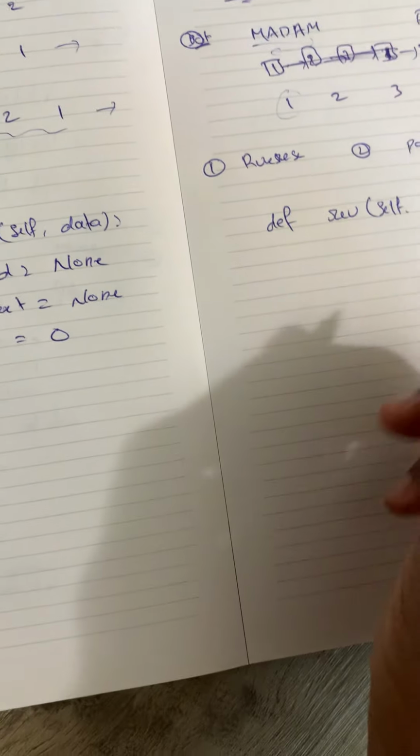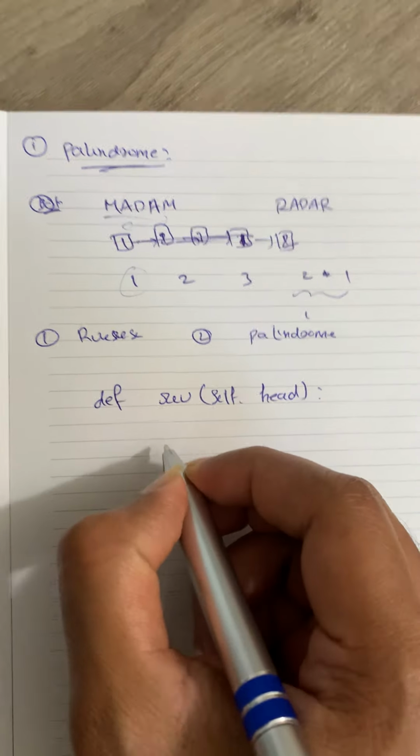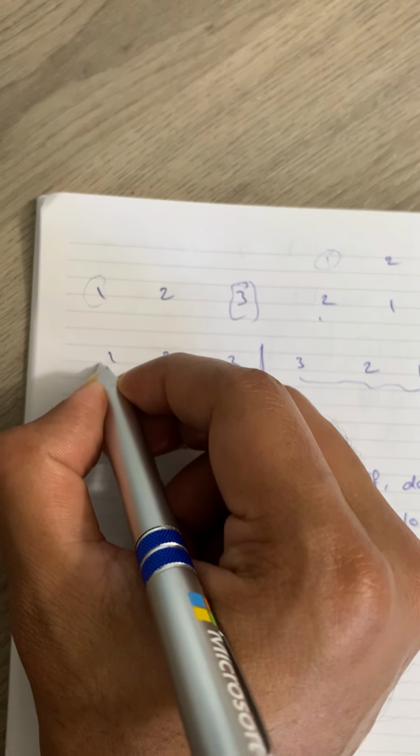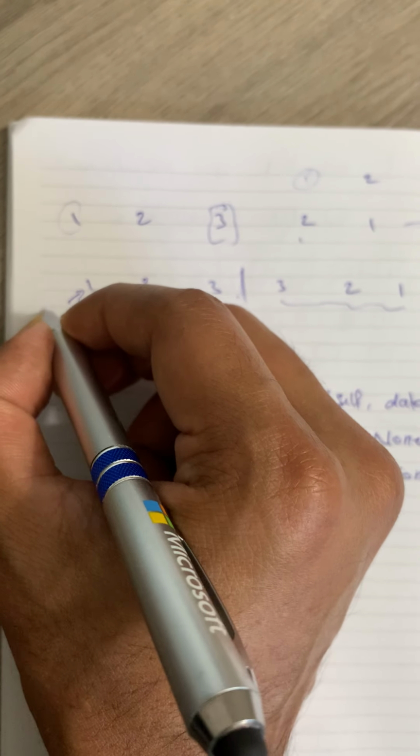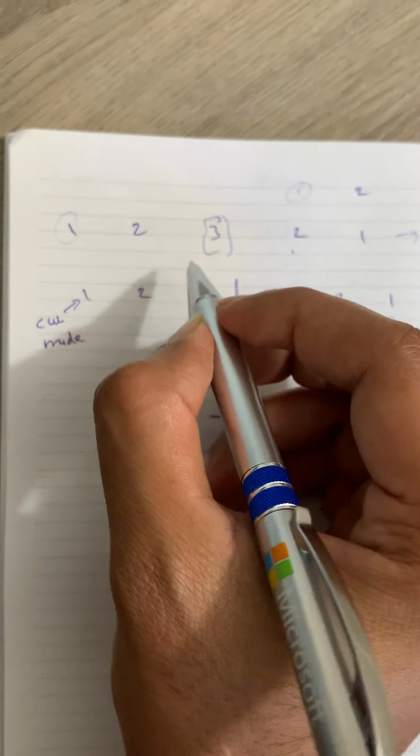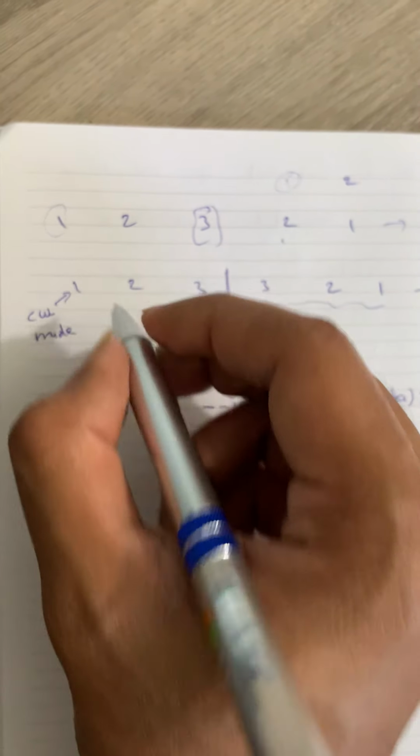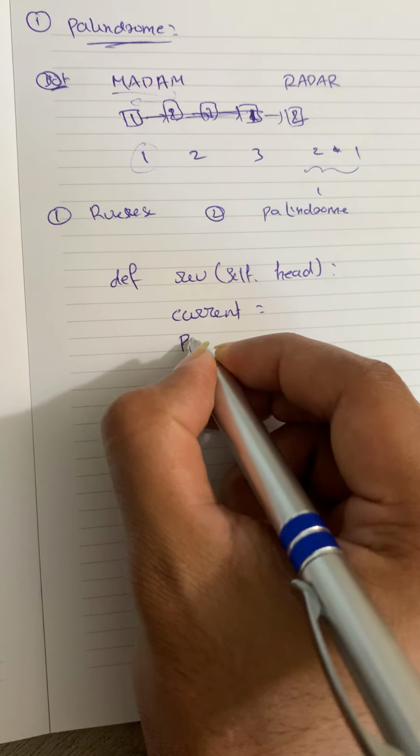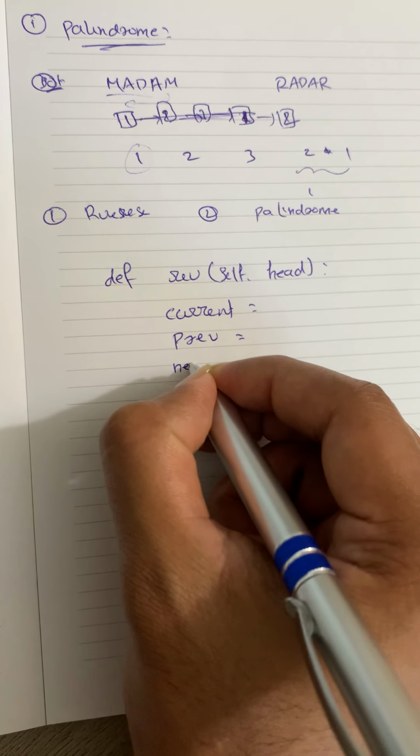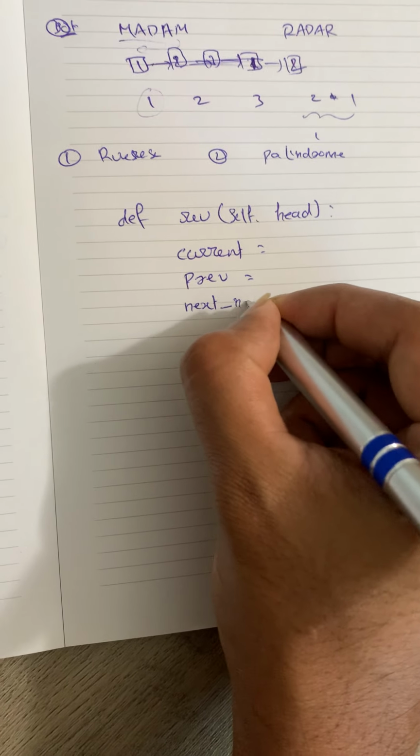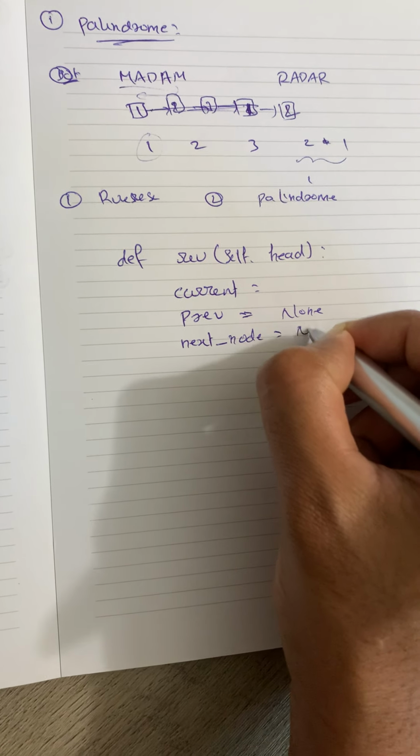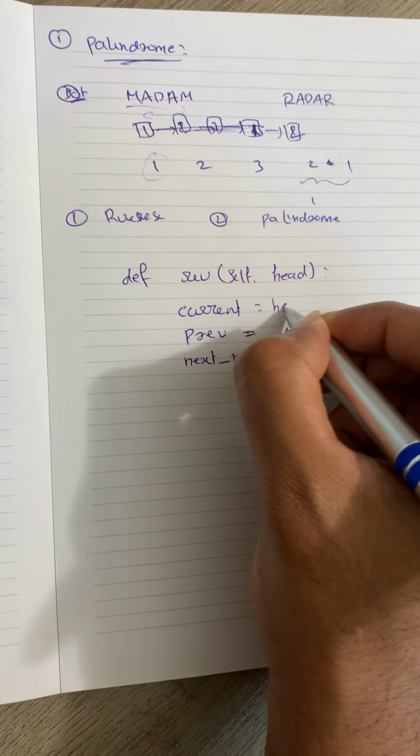And we have to take 3 variables. So what I'm going to do is set a current node, a previous node, and a next node. So current, rev, next. I think I already took next here, so I will say next underscore node. Both of these are initially set to none, and current will be set to head.